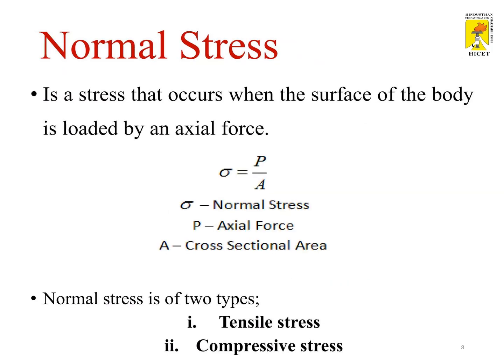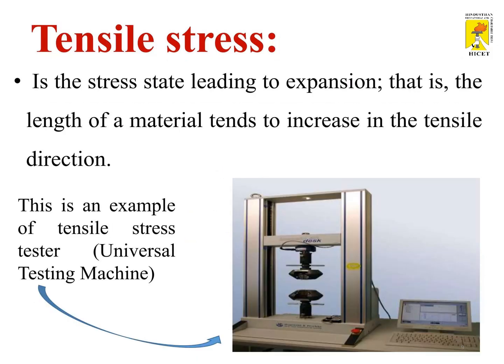Normally, stress is equal to load by area. Sigma is the normal stress, capital P is the axially applied force on the member, and A is the cross-sectional area. Normal stresses are of two types: tensile stress and compressive stress. If the direction of the forces is expanding, it is called tensile. If it is decreasing the span, it is compressive stress.